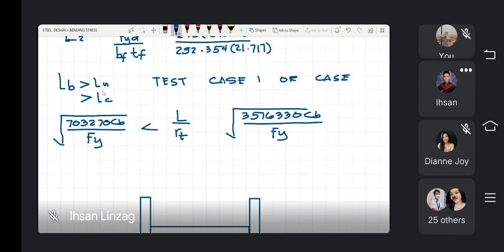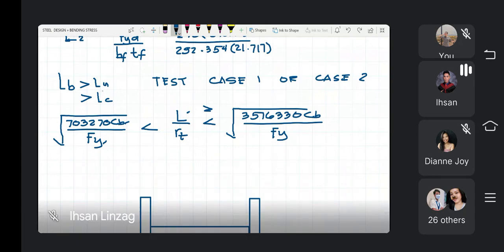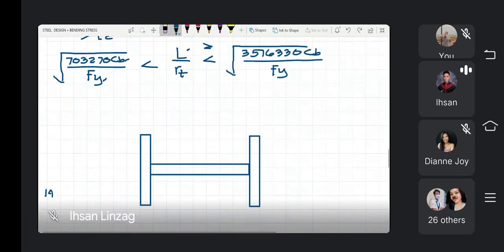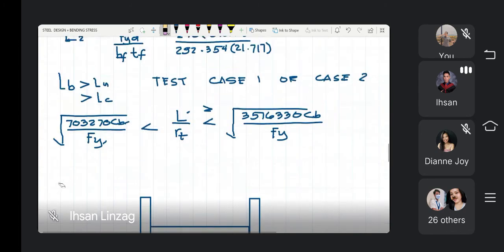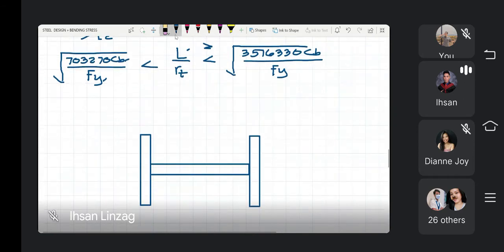So again, case 1 if this is less than, case 2 if this is greater than. So we have the value of CB which is 1. We have the value of Fy since we are using the 836 still. We have the value of L. We are looking for the value of RT para makuha natin tong condition na yan. So how do we get the value of RT? Alam natin na ang RT is just the square root of the moment of inertia all over the area. So we are going to get the moment of inertia and area.